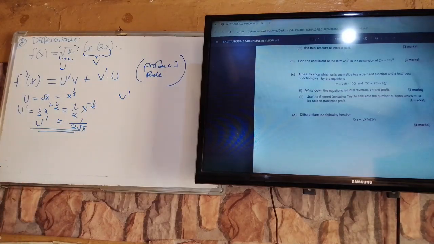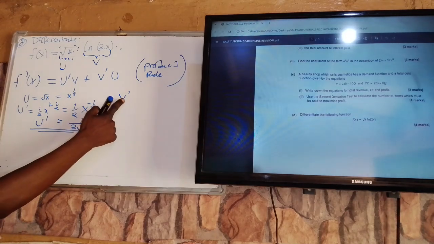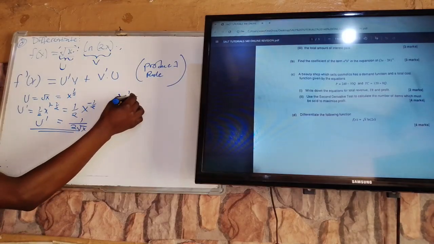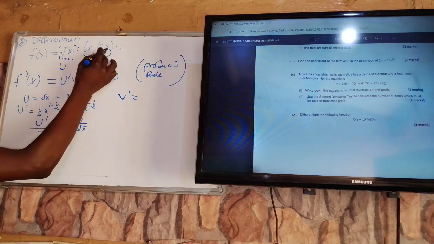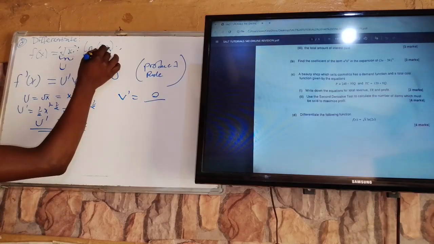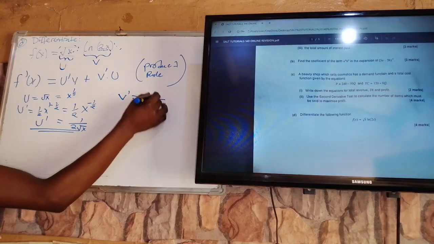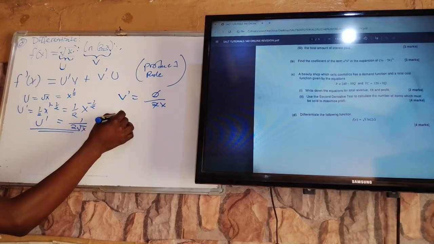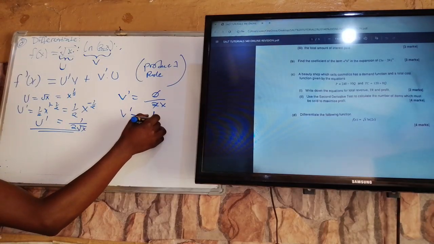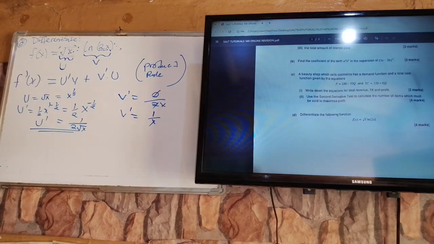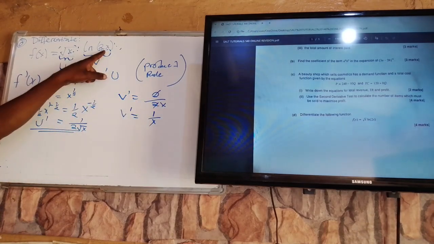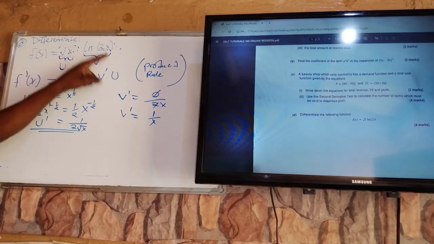You go to v prime. v prime is equal to, this is a natural log. How do you differentiate a natural log? Differentiate the inside here. Differentiating 2x, you just remain with the 2 over the actual inside itself, which is 2x. So this and this can go, so that we have v prime equal to 1 over x. Am I correct? So differentiating the inside, the numerator, over the actual inside, which is 2x.